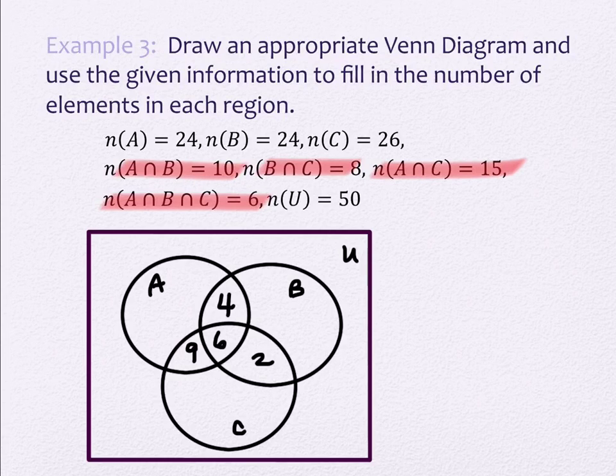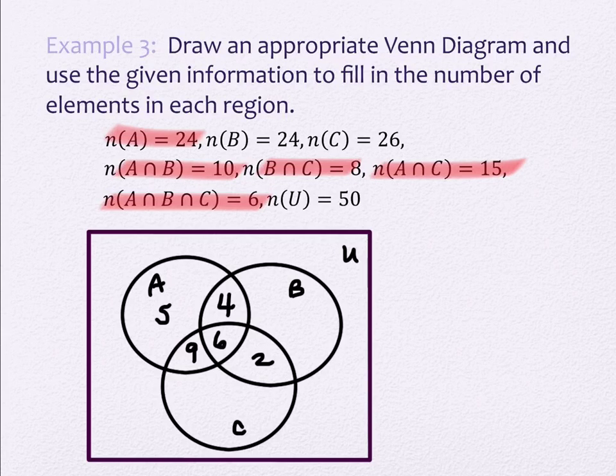Okay, working our way outward. I can actually go back to the first line now. It said N of A is 24. We talked about the fact that this circle A had 4 regions, but we now have 3 of them filled in. So I've got a 4, a 6, and a 9. How many is that? 19. How many more do I need to hit 24? 5. So there will be 5 on the outer edge of circle A. And I've used N of A equals 24.